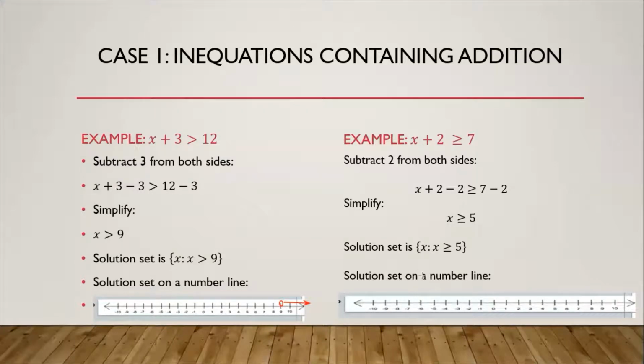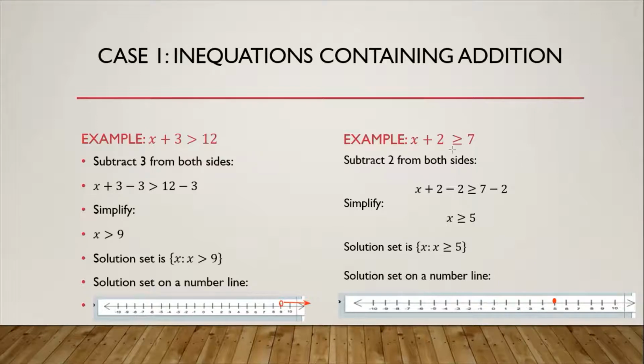So the first thing that we need to do is to find where 5 is. Note that 5 is right here. Above the line that represents 5, we're going to put a closed circle, like that. So there is our closed circle there, right at 5.